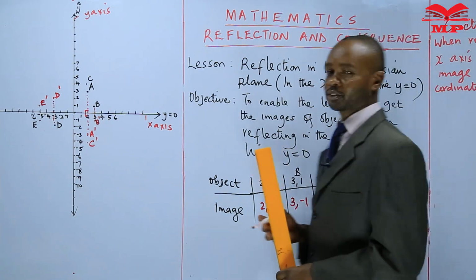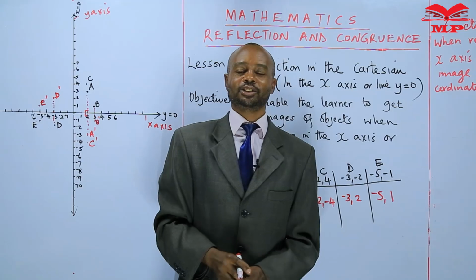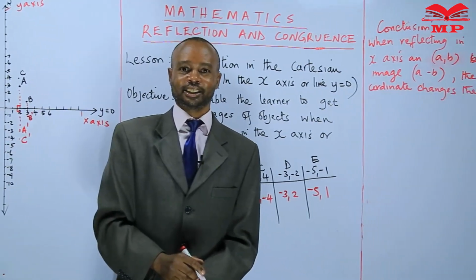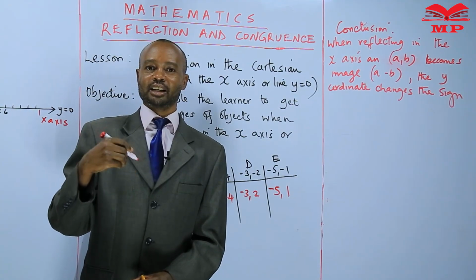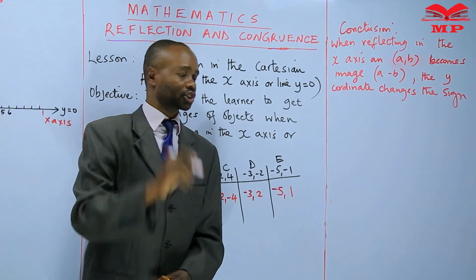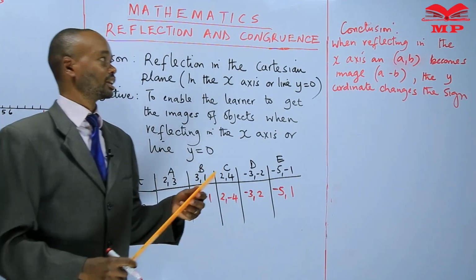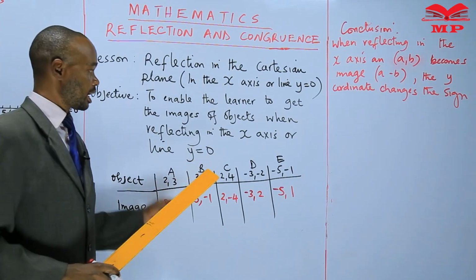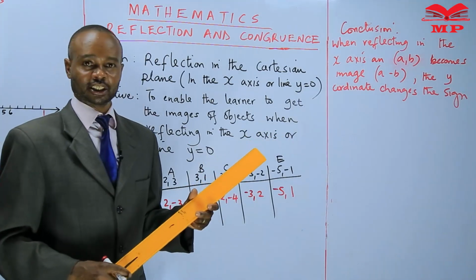So it is very quick to notice. If I'm reflecting 6, 3 in the x-axis, what will it become, Lana? It will become 6, negative 3. If I'm reflecting 6, negative 3, it will become 6, positive 3. So it is the y-coordinate that changes the sign. So it is easy to note what happens.